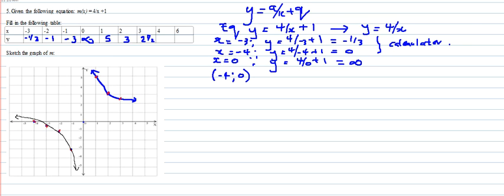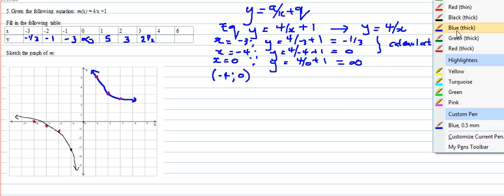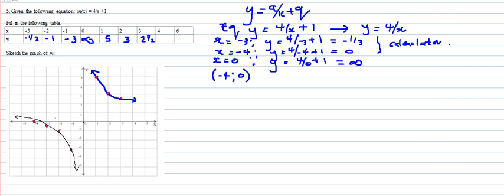Now what's interesting in the graph that we've drawn is that if we take more and more x values, we will see that the graph would come close to this line here, y equals 1.